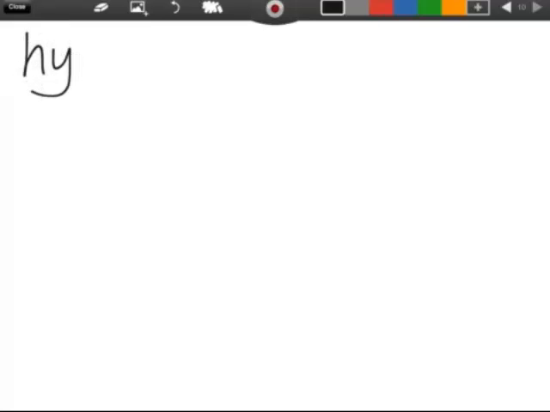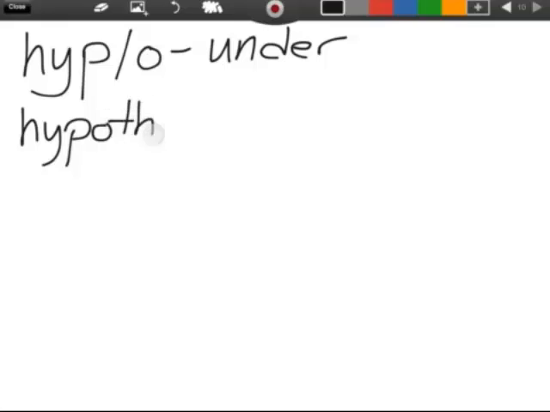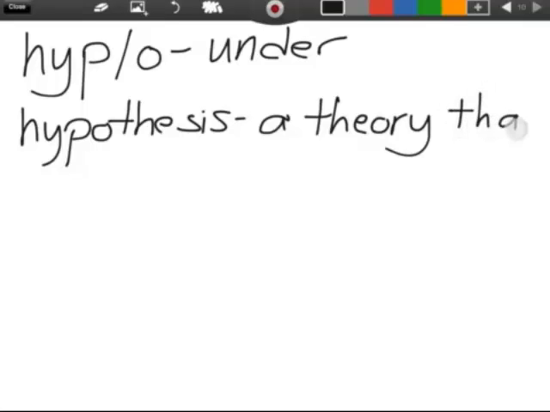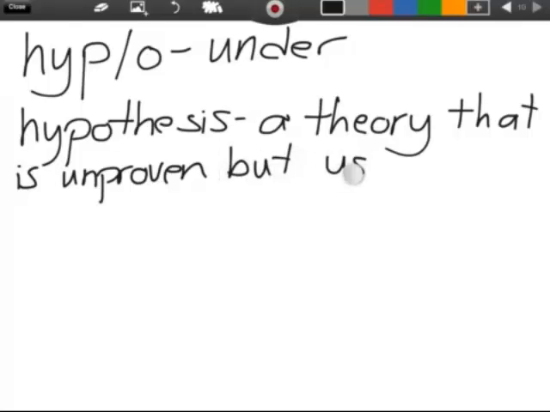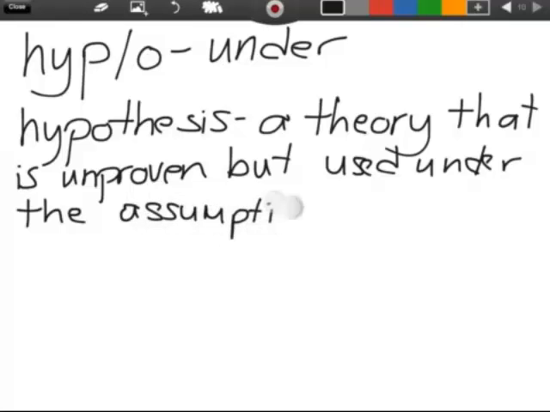hypo. Hypo, meaning under. And I'm going to give you an example word right now. It's hypothesis, meaning a theory that is unproven but used under the assumption that it is.